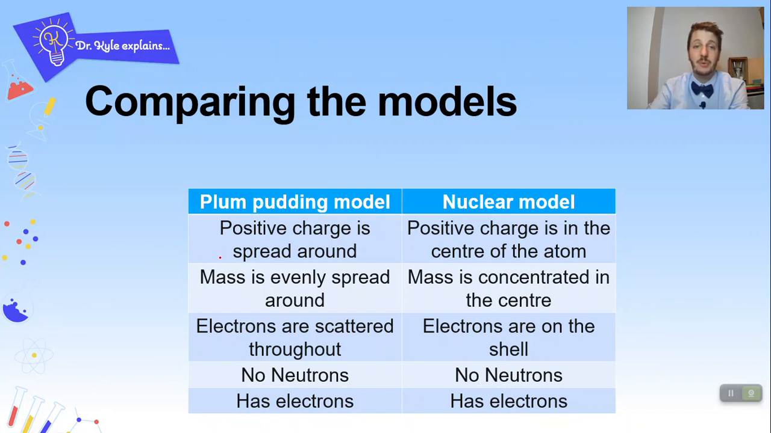In the Plum pudding model, mass is evenly spread around, whereas in the nuclear model, the mass is concentrated in the center. The electrons are scattered throughout in the Plum pudding model, whereas in the nuclear model, the electrons are on the shell. Neither of these models have any neutrons, and both of these models have electrons. Please make sure you pay good attention to this table, as it's really important to be able to find the similarities and the differences of both of these models.